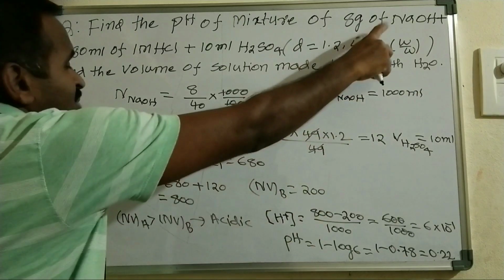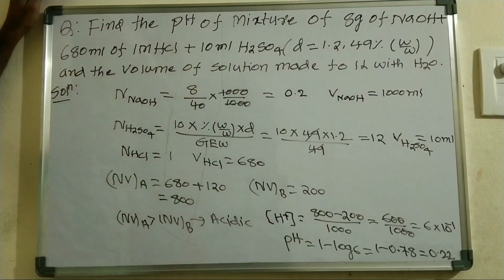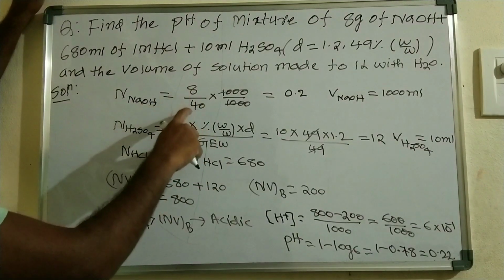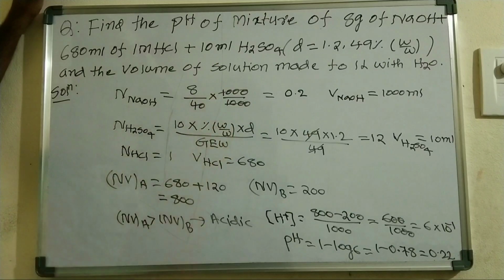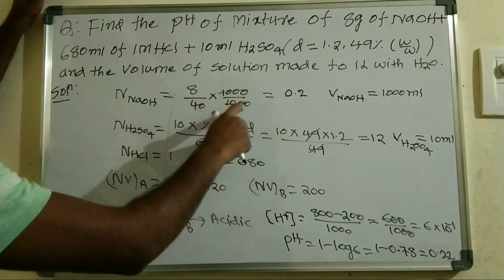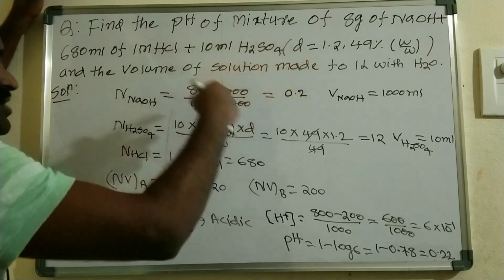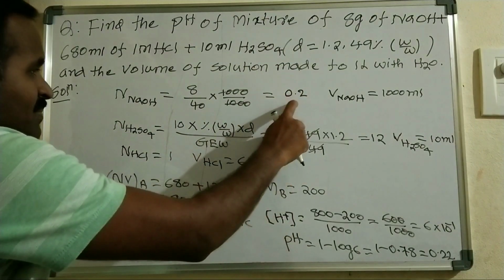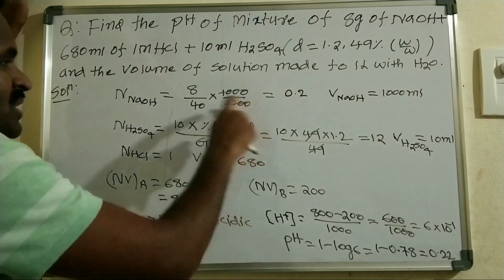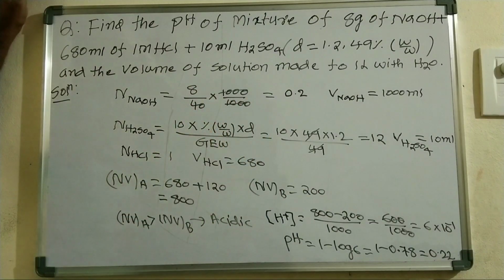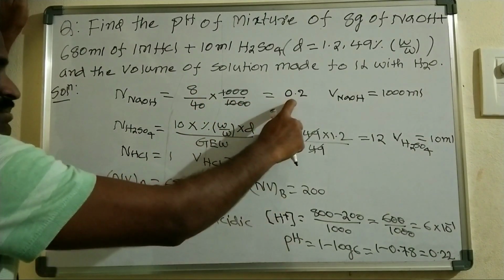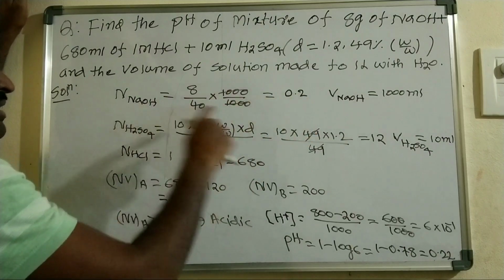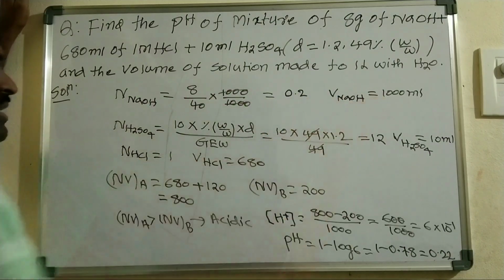Here they have given one base, sodium hydroxide, and two acids, that is HCl and H2SO4. Find out the normality: weight by gram equivalent weight into 1000 by V in milliliters. So substitute: this 8 grams is dissolved in a total of 1 liter of water, so you will get 1000 by 1000, and 8 by 40 is the gram equivalent weight of sodium hydroxide, and on simplification you will get 0.2 as the normality of base, and the volume of the base we will take as NaOH 1000 ml.